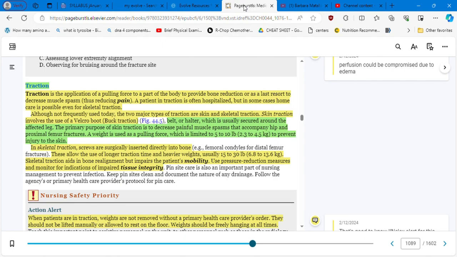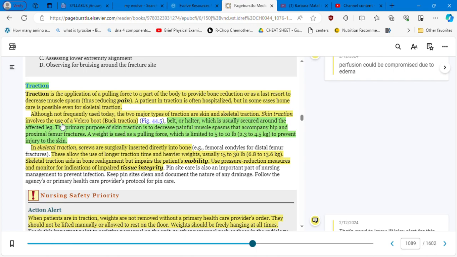Okay, traction is the application of a pulling force to a part of the body to provide bone reduction, or as a last resort to decrease muscle spasm, thus reducing pain. Patients are often hospitalized, but in some cases home care is possible, even for skeletal traction. Although not frequently used today, the two major types of traction are skin and skeletal traction.